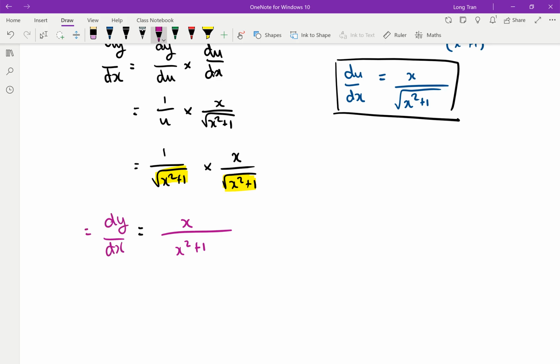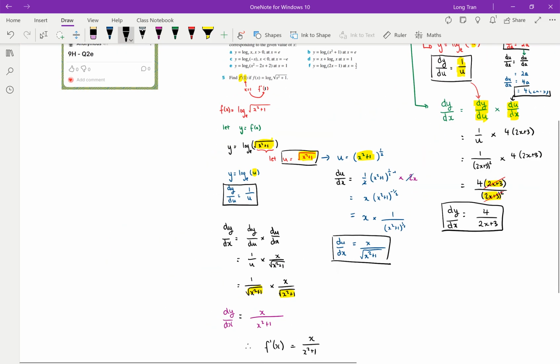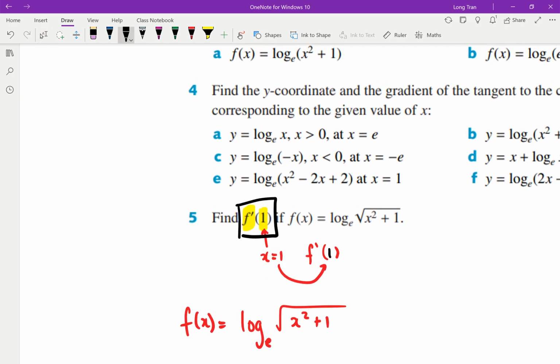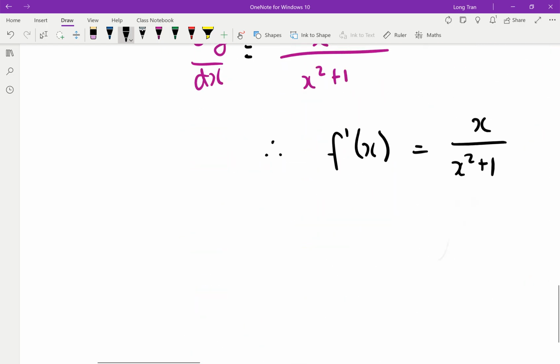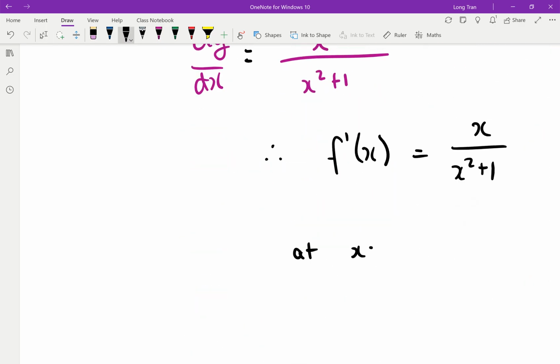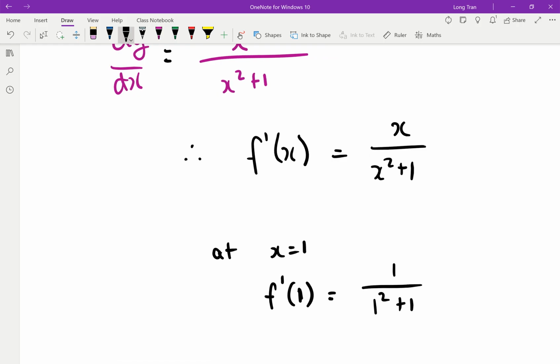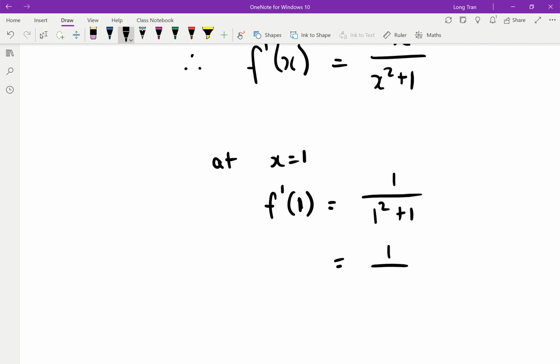But don't forget, I introduced the y variable, remember? So really, you should finish off your final answer as f dash of x is equal to x over x squared plus 1. Oh, look at all those steps there. So once you've done all that, remember the question was asking you to find the derivative when x equals 1. So now I've got my derivative. So at x equals 1, the derivative is equal to 1 over 1 squared plus 1, which is 1 over 1 plus 1, which is 2.